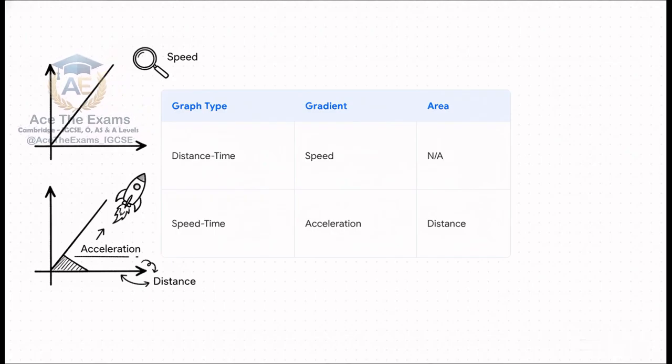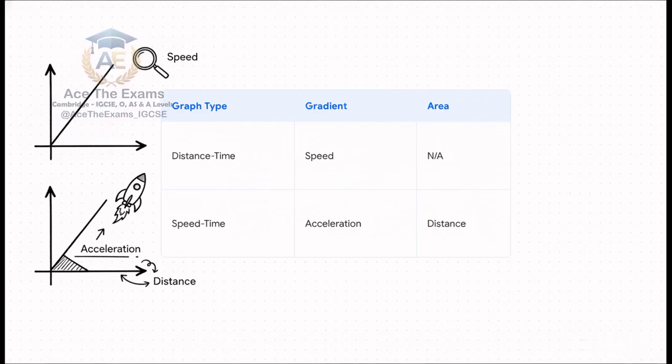Examiners explicitly test your ability to switch between these analytical frameworks. When an examiner asks for distance from a speed-time graph, they are specifically testing to see if you know to pull out your area calculation tool instead of your gradient calculation tool. It's a test of strategy, not just math.